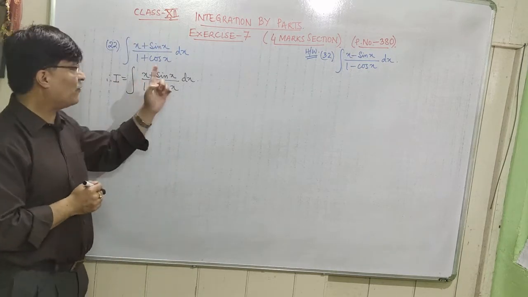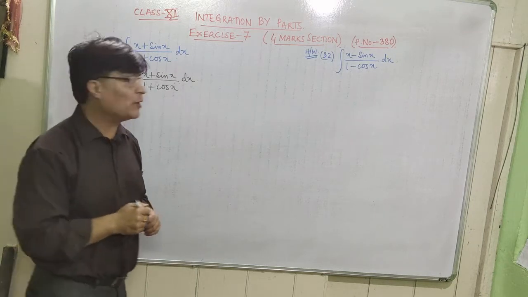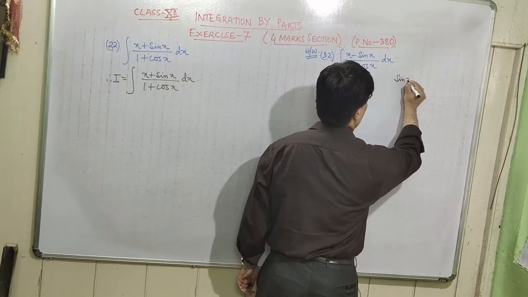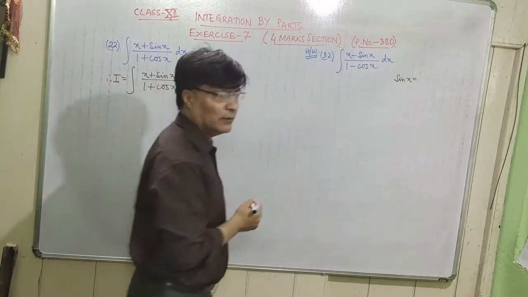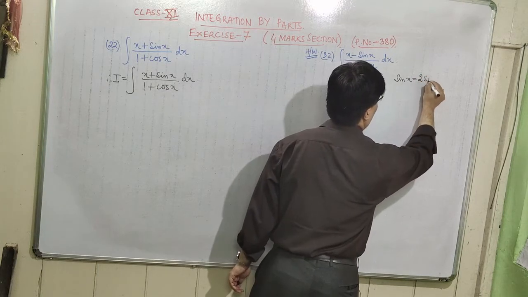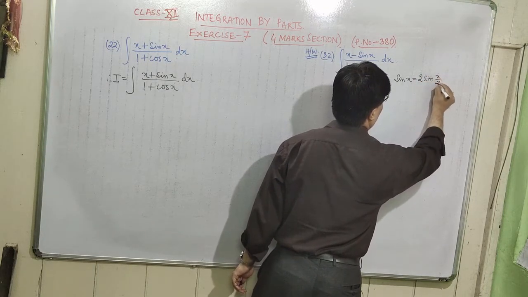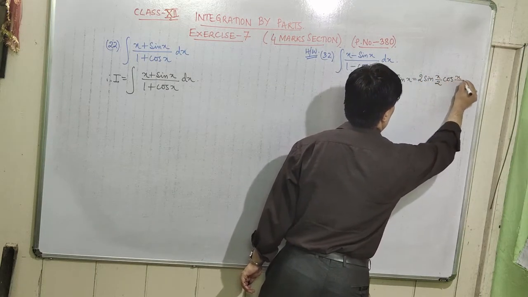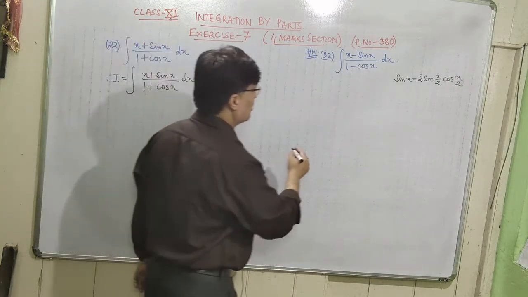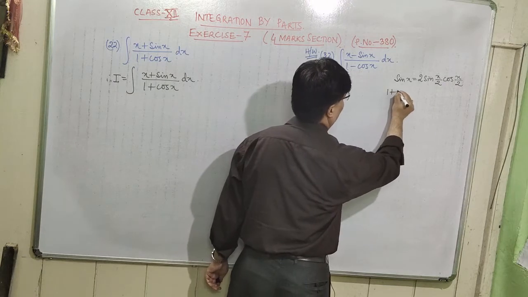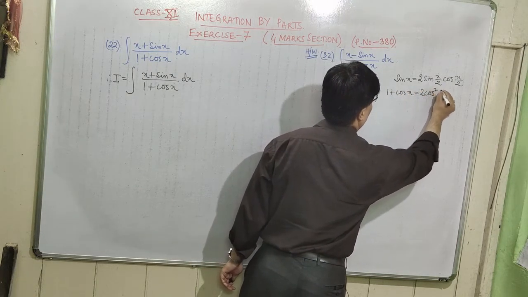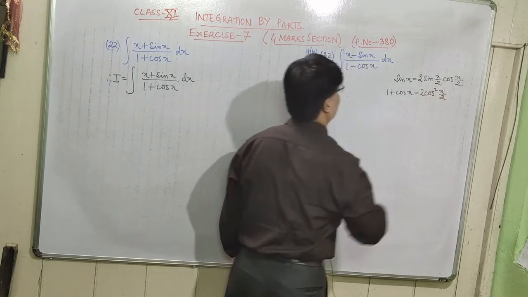Okay, so what is the formula for sin x? You know the formula for sin x, isn't it? From submultiple angle, what is sin x? You have to use the formula from submultiple angle. What is sin x? It is 2 sin x by 2 cos x by 2. Okay, and what about 1 plus cos x? So 1 plus cos x is equal to, what is the formula? It is 2 cos square x by 2.